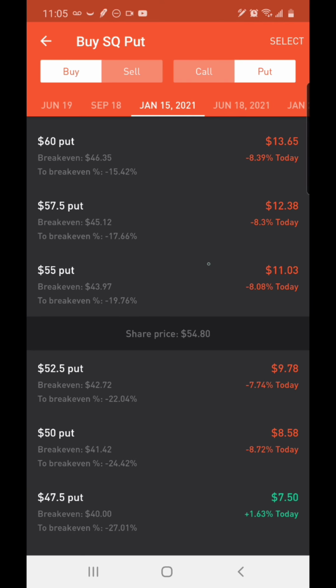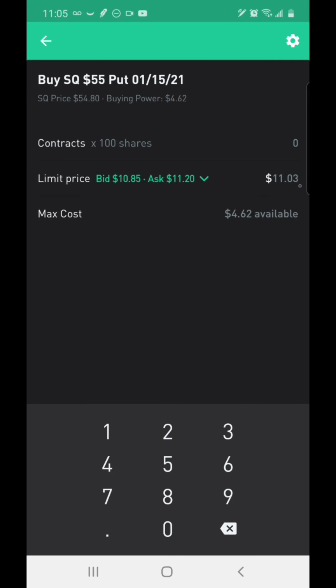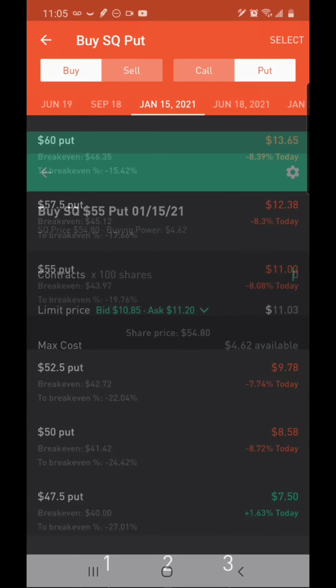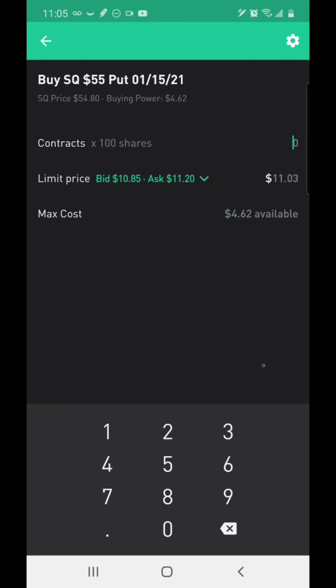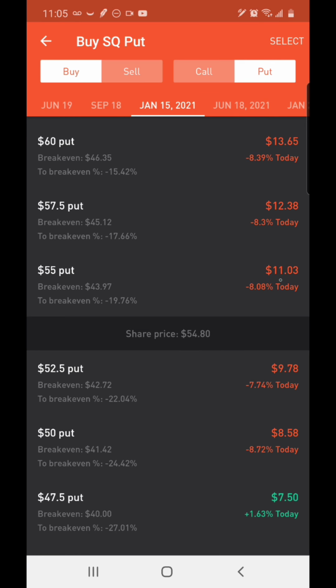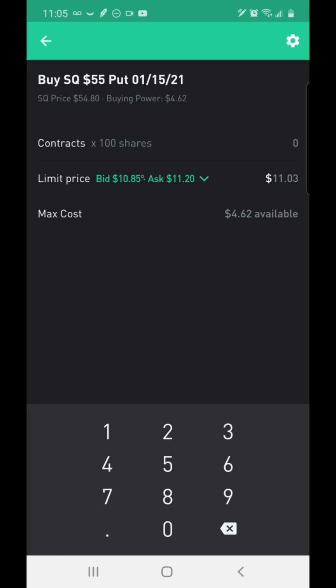And here, all you do is select the strike price of $55. It says here it's going to cost you $11.03. But now look at something interesting here. When you click on this, you're seeing here that the cost is $11.03. But when you open it up, the bid is $10.85. The ask is $11.20. The reason for this, as I mentioned before, is the spread.